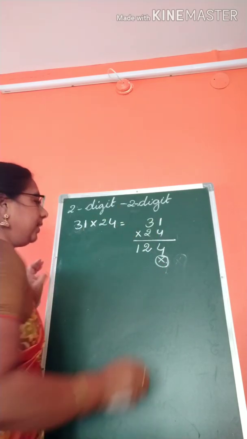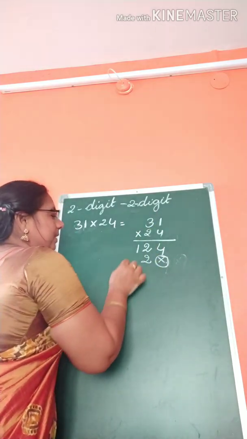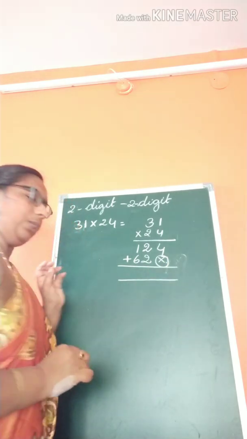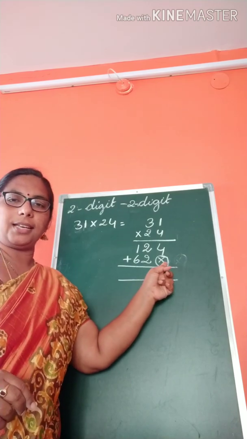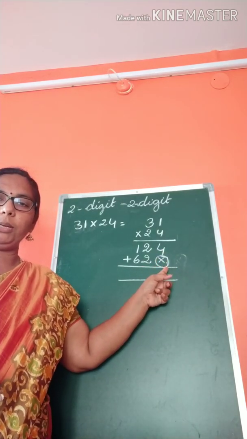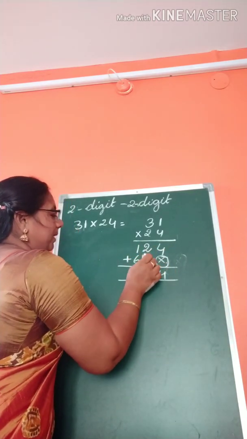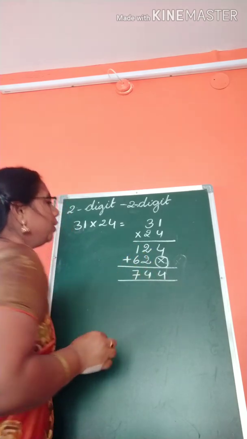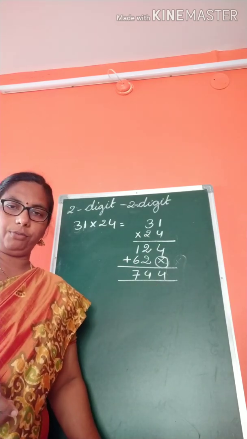Now 2 ones are 2. The same process, children. 2 ones are 2. 2 threes are 6. Now what do we have to do? We have to add both the numbers. Here see, 4 plus here nothing is there. No number is there. Just the place was cancelled out, right? So the number here will be 0. So 4 plus 0 will be 4, 2 plus 2 will be 4, 1 plus 6 will be 7. So 31 into 24 is equal to 744.